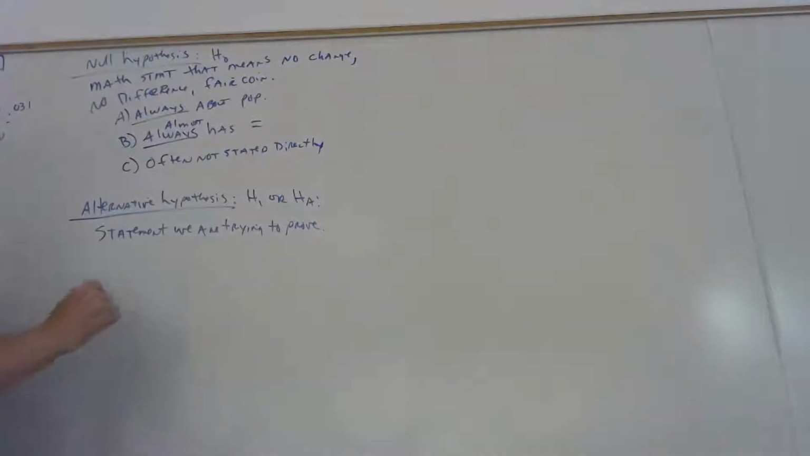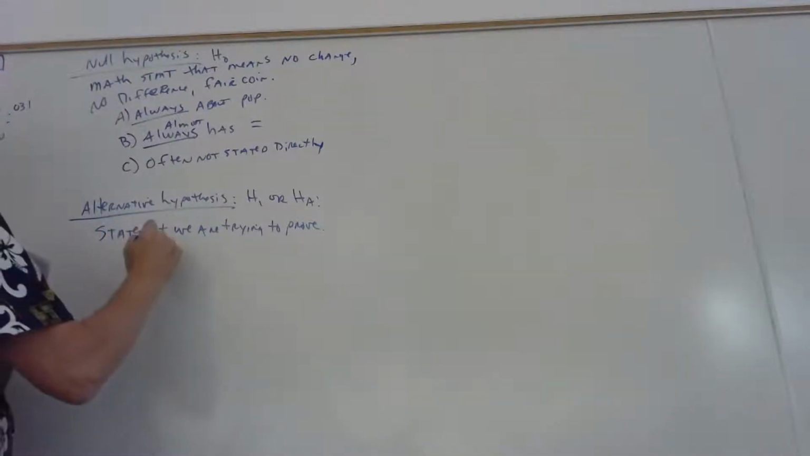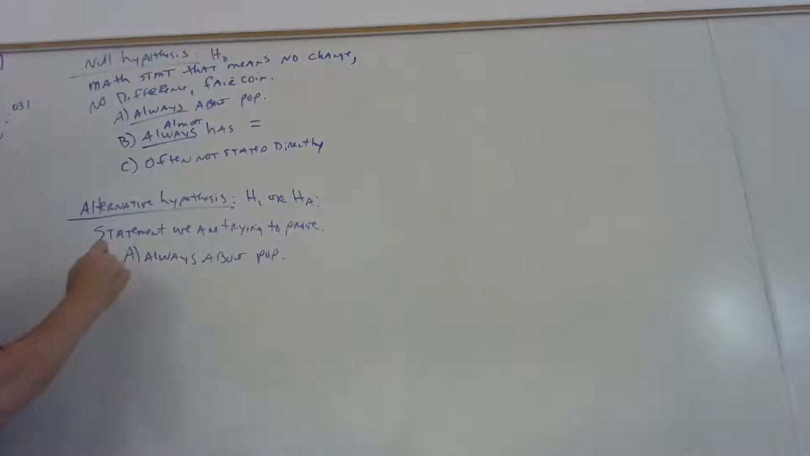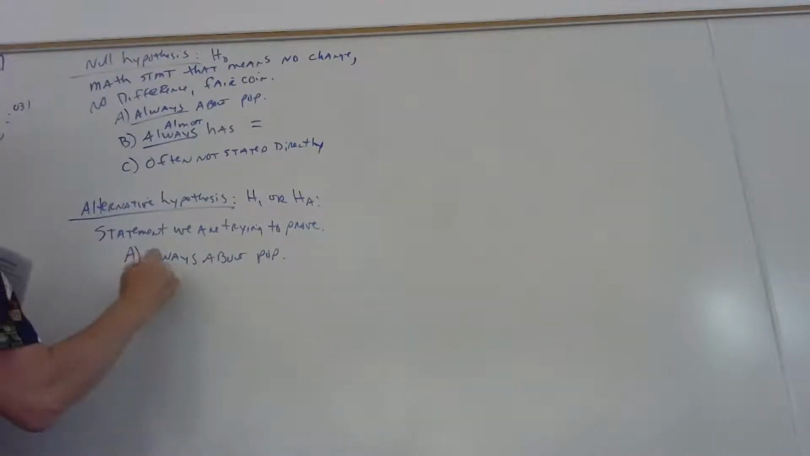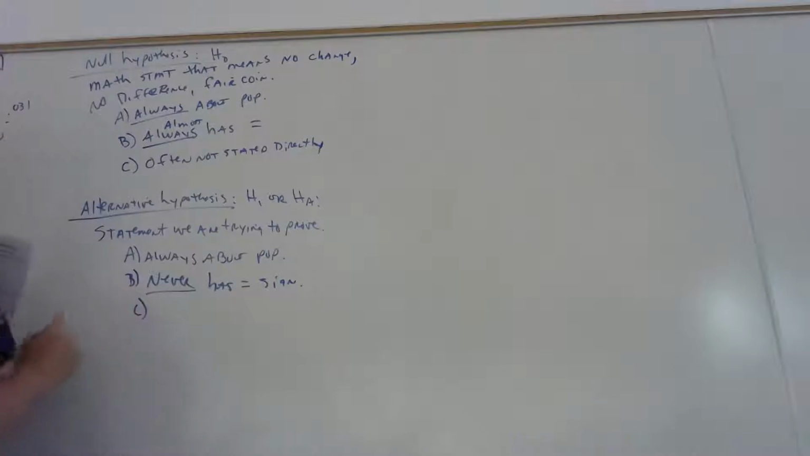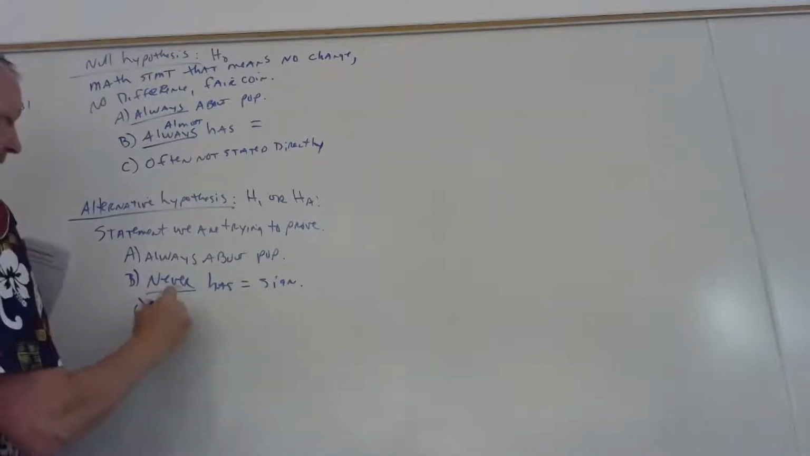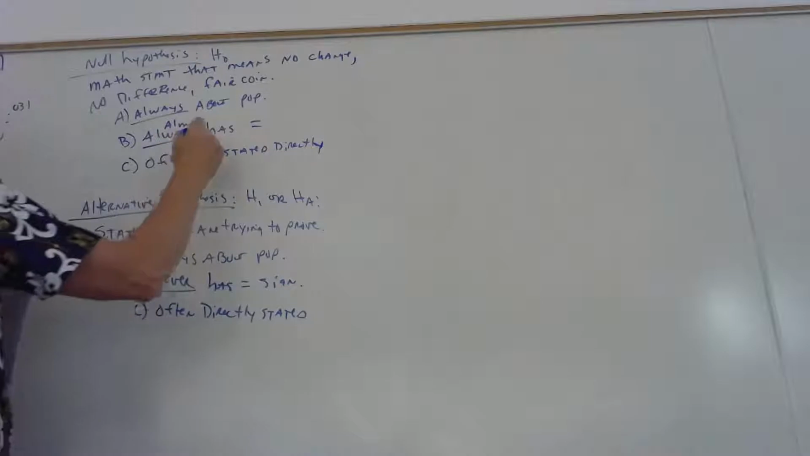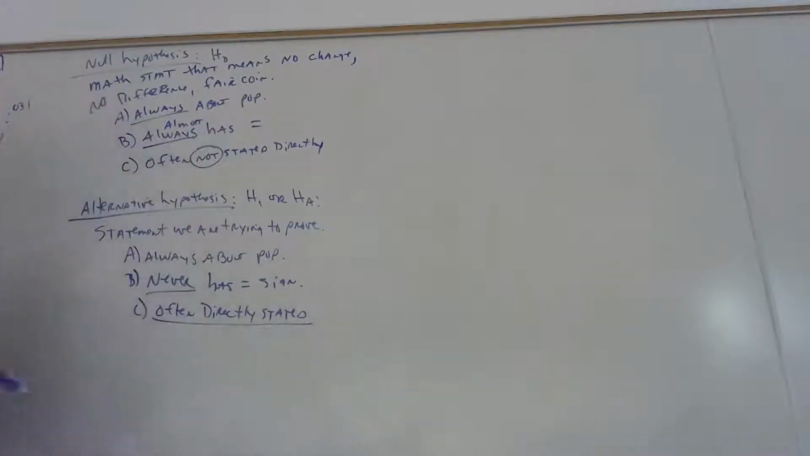Okay? I will also mention it's always about the population. Part B, it never has an equal sign. And part C, it's often directly stated. Okay? So the null is often not stated. The alternative usually is stated in the problem. Okay? All right, so that's what you need to know about the alternative hypothesis. Okay?